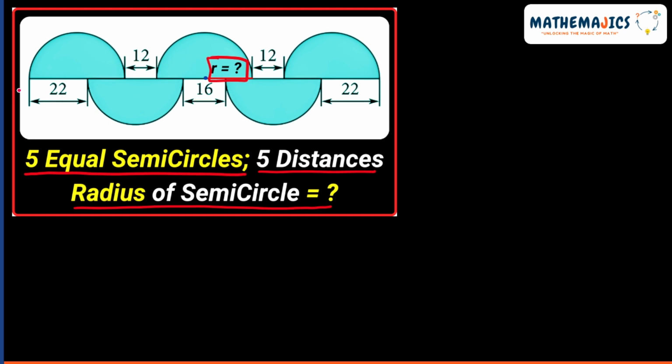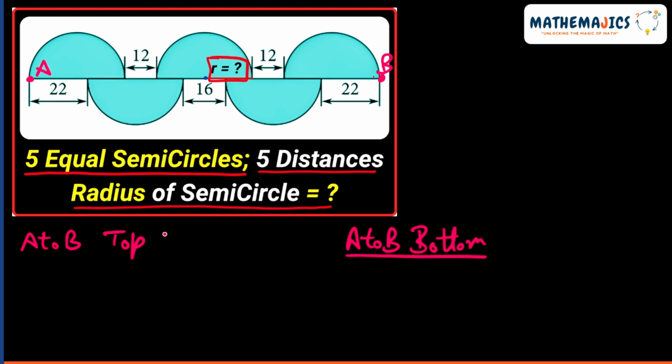To solve this question, let's mark two endpoints of this figure. This endpoint and this endpoint. So let this point be A and let this point be point B. Now please understand, whenever we measure the distance of A to B, that will remain the same whether we measure this distance A to B from top or from bottom. Let's see how.